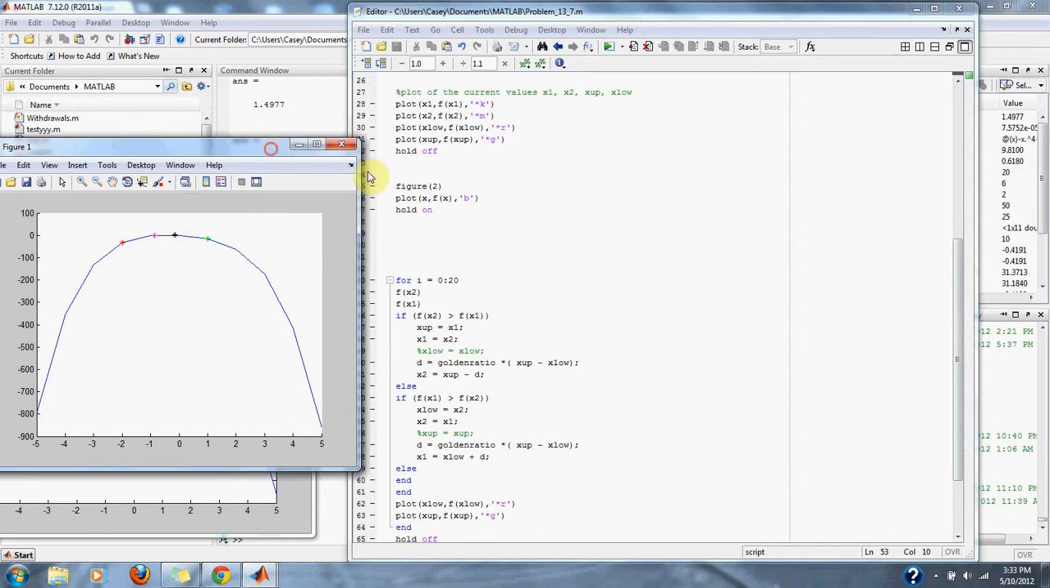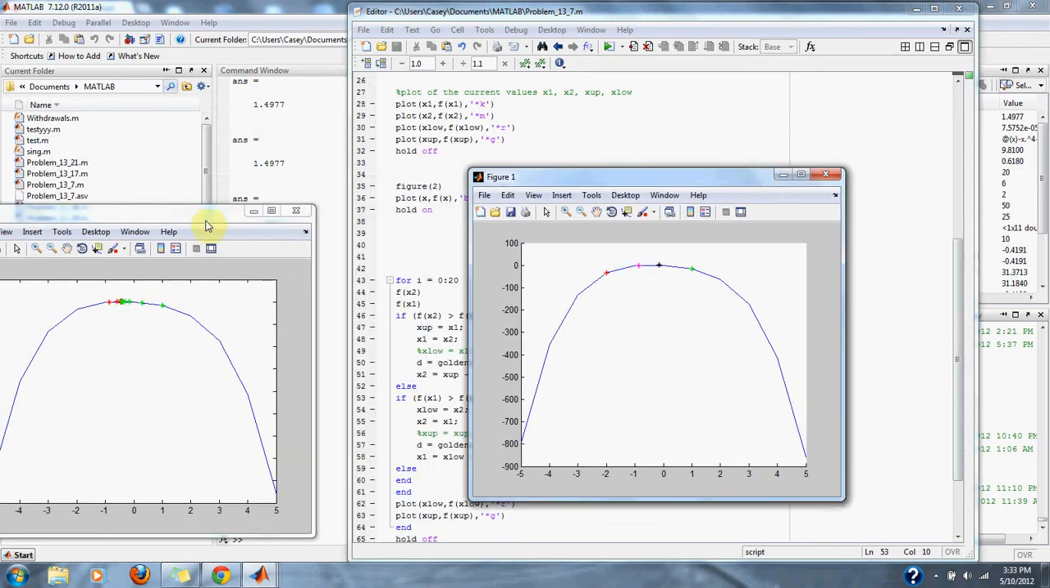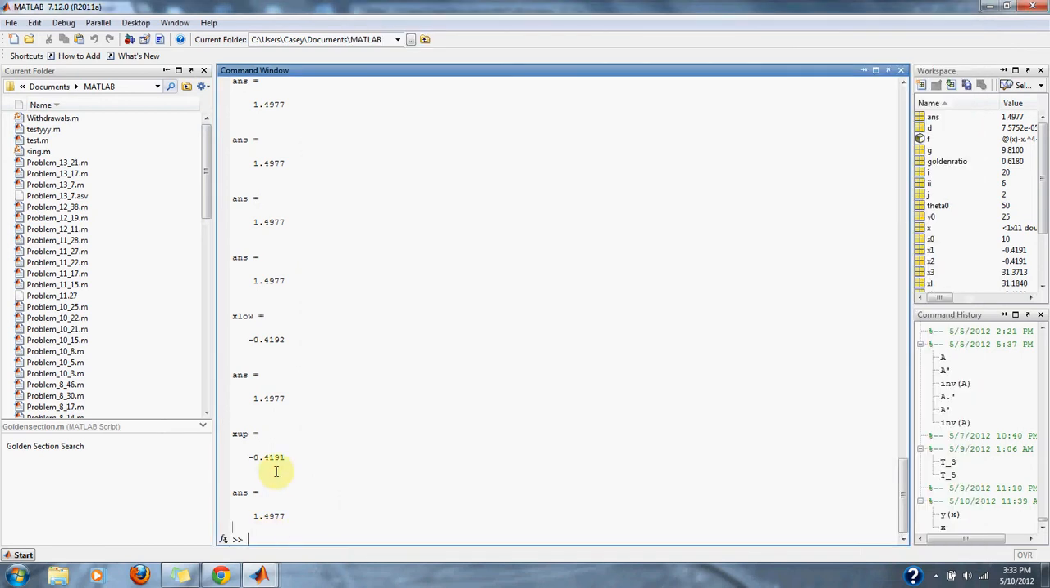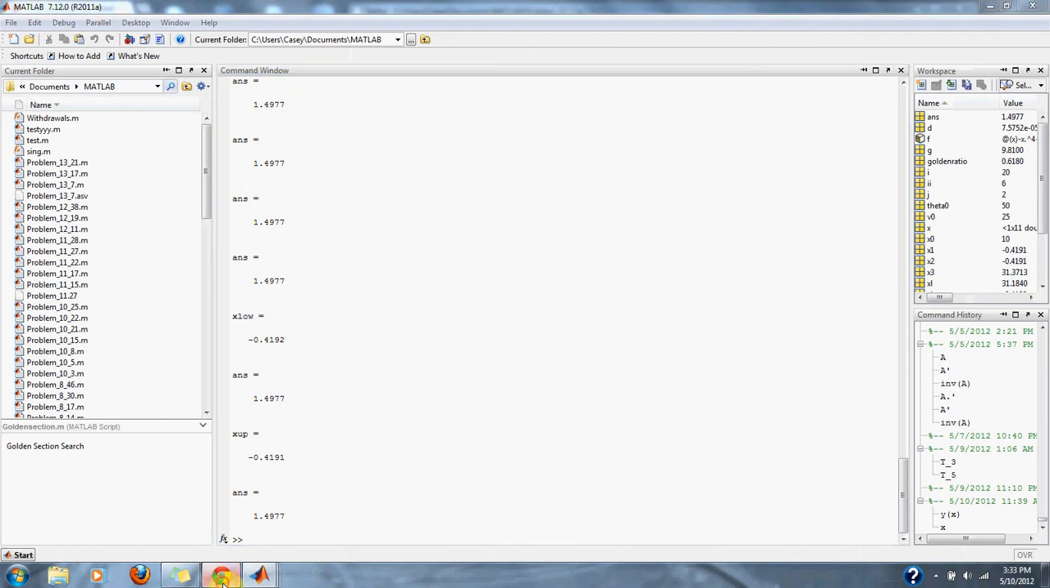And after 20 iterations, here I just have the graph showing the upper and lower values. We approximate our maximum value. And as you can see here, both our lower and our upper points are the same, and the same with our maximum value. At negative 0.4192, we have a maximum value of 1.4977, and we can always check this.